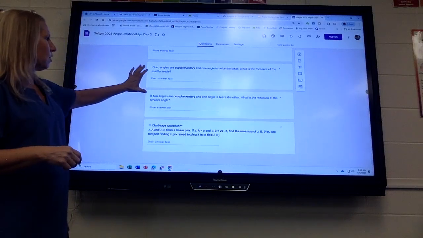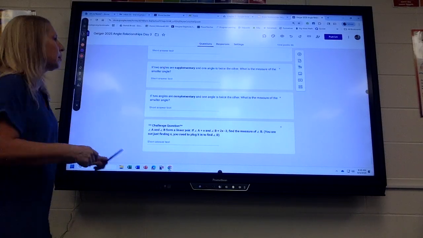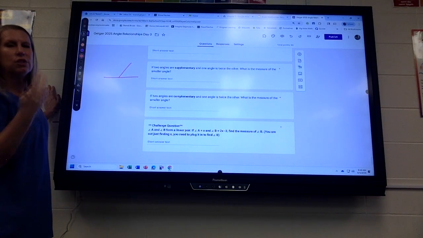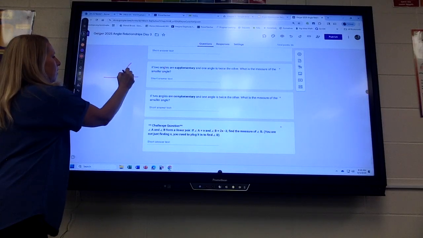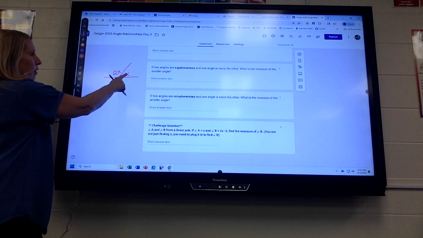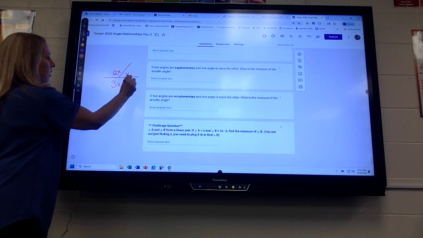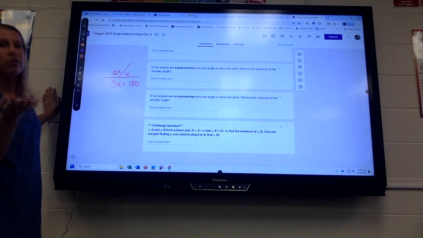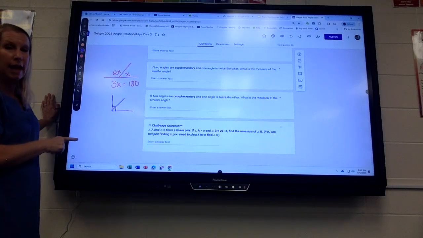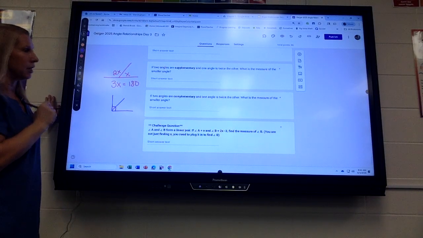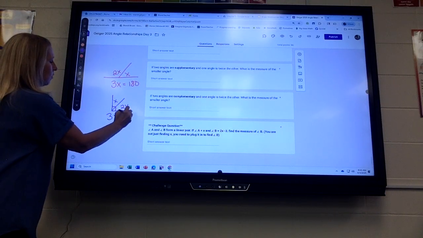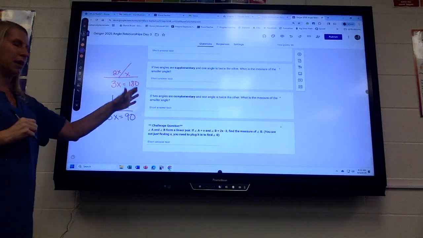Let's look at these two though, because that's kind of tricky. So supplementary, I always draw a linear pair so I know it equals 180. And it says one angle is 2 times the other. So call one angle x and the other 2x. So when I add them, 2x plus 1x, I get 3x equals 180, and then just divide by 3 and solve it. So for complementary, same thing, but I'm going to draw a right angle because 90 degrees, complementary. Call one angle x and the other 2x. So I'd have 3x equals 90, and then divide by 3 and solve.